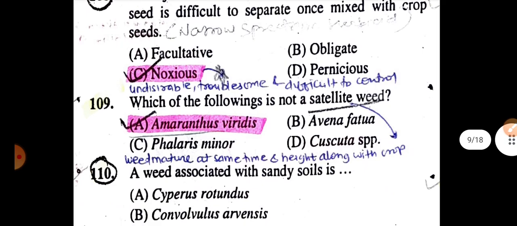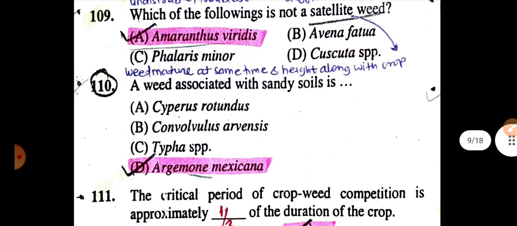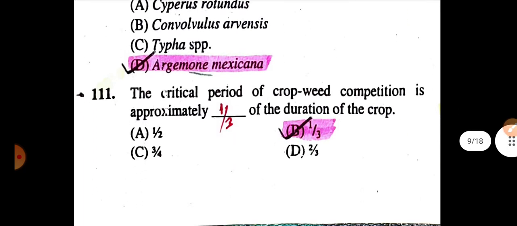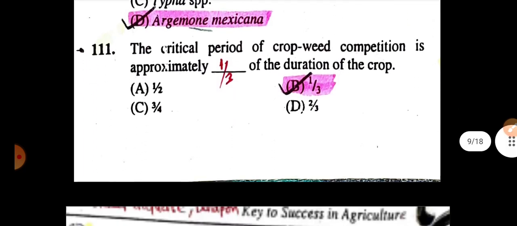Which of the following is not a satellite weed? Amaranthus viridis. Satellite weed means weed matured at the same time and of the same height along with the crop, and difficult to separate when mixed with crop seed. A weed associated with sandy soil is Argemone mexicana. The critical period of crop weed competition is one third.